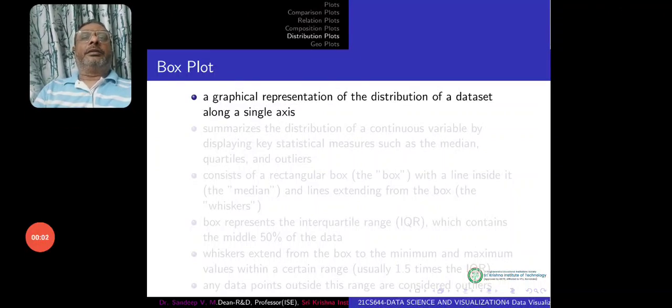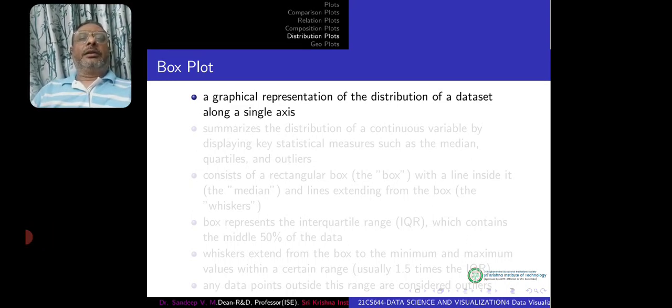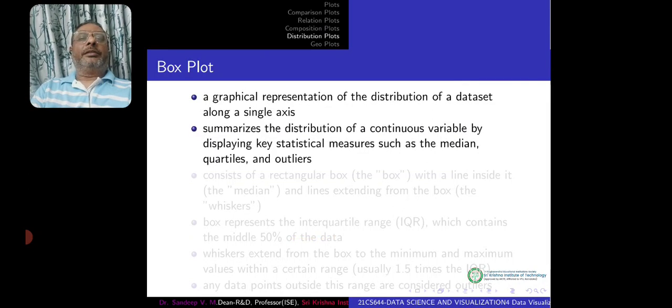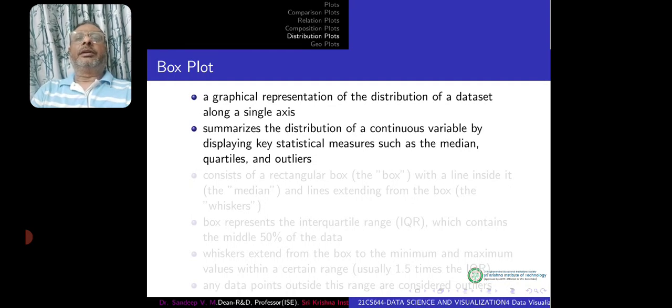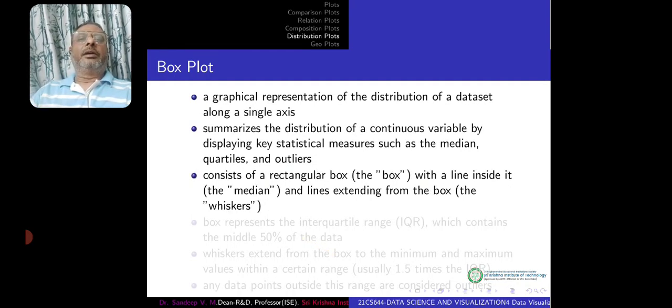The next distribution plot to look at is the box plot. It's a graphical representation of the distribution of a data set along a single axis. It summarizes the distribution of a continuous variable by displaying key statistical measures such as median, quartiles, and the outliers.